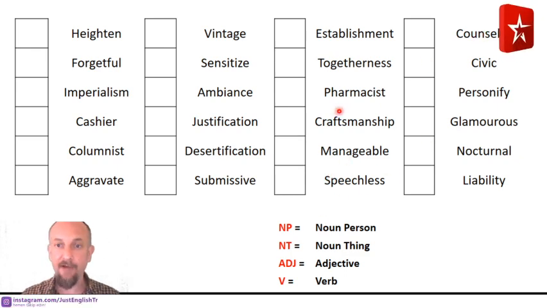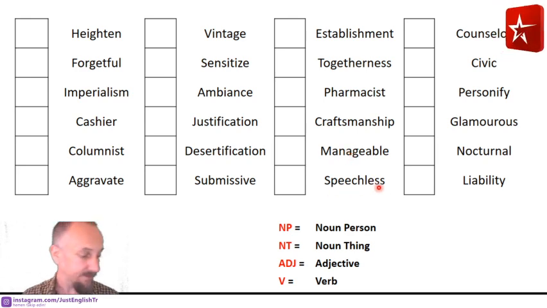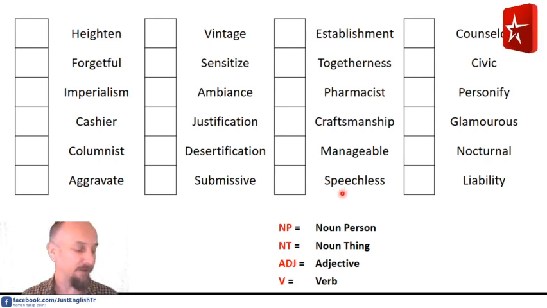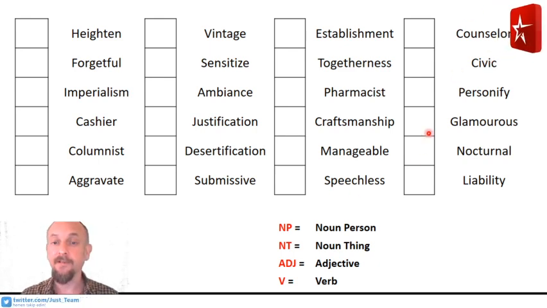Where were we? So we have togetherness, pharmacist, that sound, pharmacist, craftsmanship, manageable or manageable. I generally have a schwa because my accent is a London accent. So it's manageable where I'm from, but manageable is correct too. We have speechless. You're welcome, Ainus. We have speechless. Again, we have that schwa sound here. It's not speechless, it's speechless.